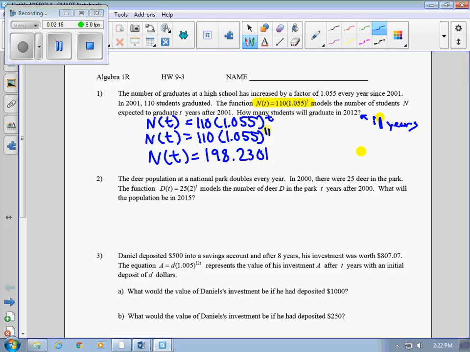You just take 110 times parentheses 1.055 parentheses, caret 11, and you will get 198.2301. They want to know approximately how many students will graduate in 2012, so 198. We won't round up, it's not that high. And we should probably write students. 198 students. That's your answer. Let's go to number 3.